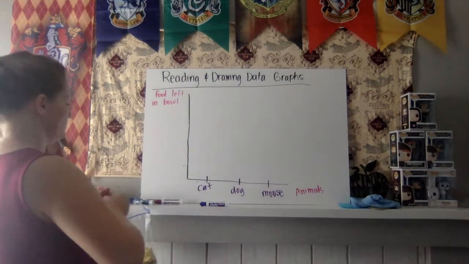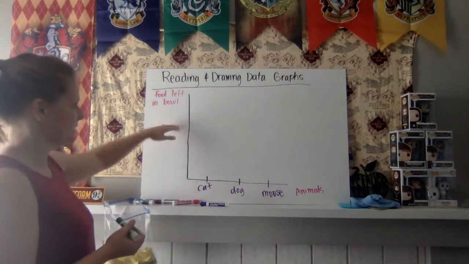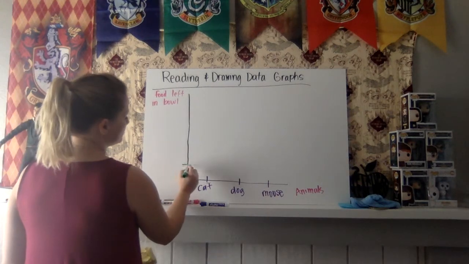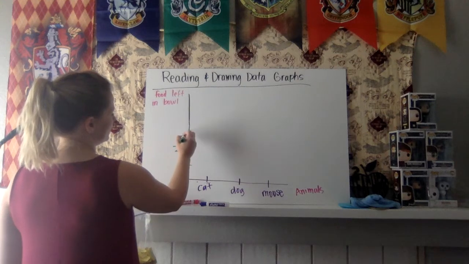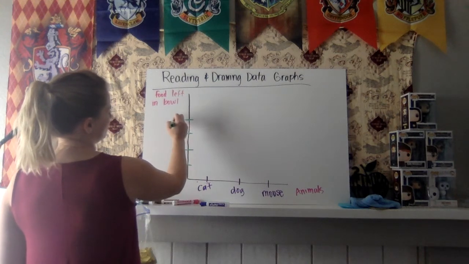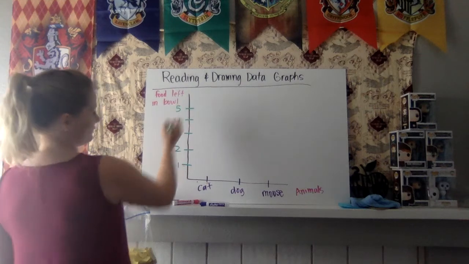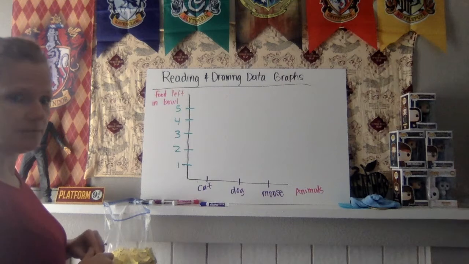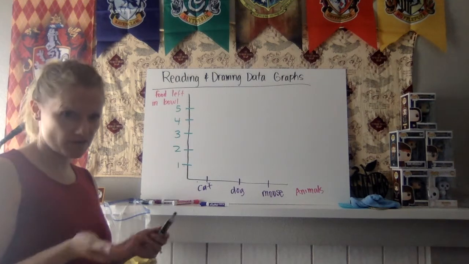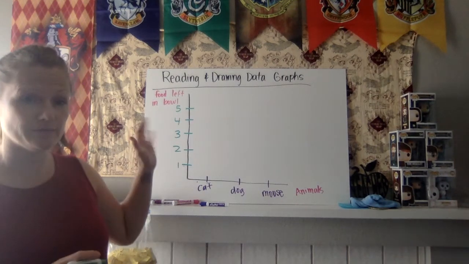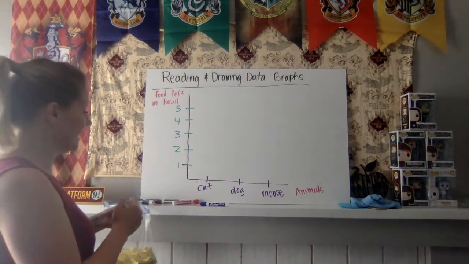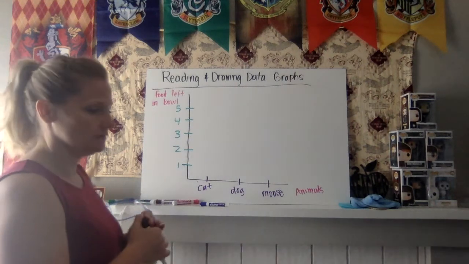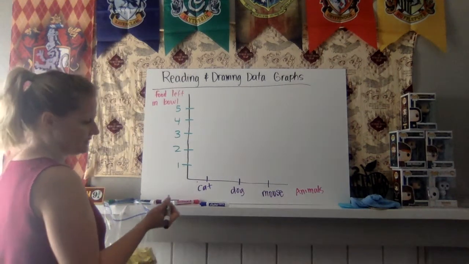Okay? So now we're going to see how much food they have left in their bowl. So they could have one piece, they could have two pieces, they could have three pieces, they could have four pieces, or they could have five pieces. But now we're going to be looking at our information, and we're going to basically draw the graph, and then I'll show you how to read it. Okay? So the cat, Mr. Cat, had 3 pieces of food left in his bowl.